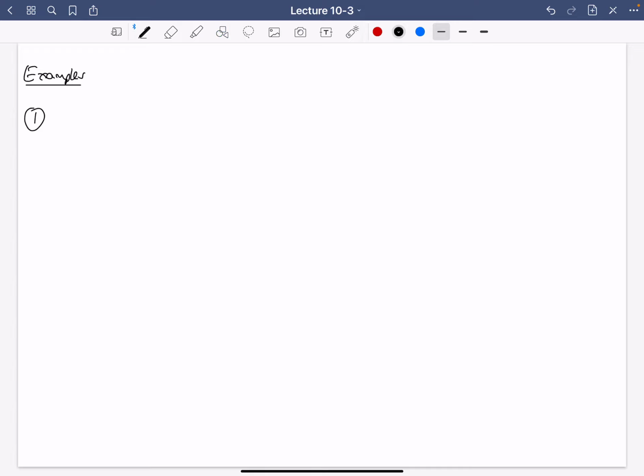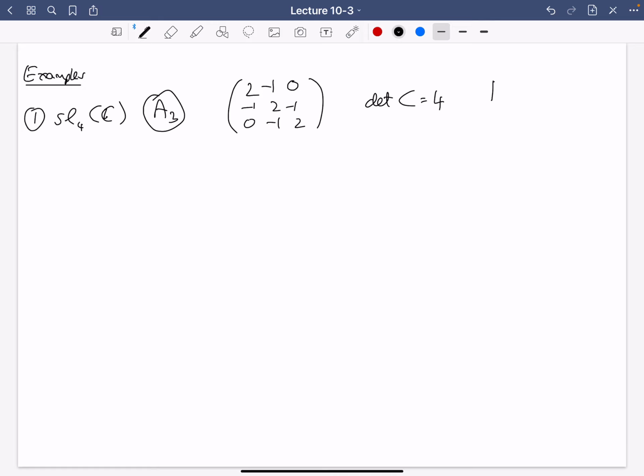So first of all, let's think about the root system A3. So that would be the simple Lie algebra SL4 of C. So the Cartan matrix for that is that Cartan matrix. And, well, it's easy to see that the determinant of that Cartan matrix is 4. In fact, the fundamental group, in this case, is the cyclic group C4. That's a little bit more calculation. You have to actually calculate the elementary divisors of that integer matrix.